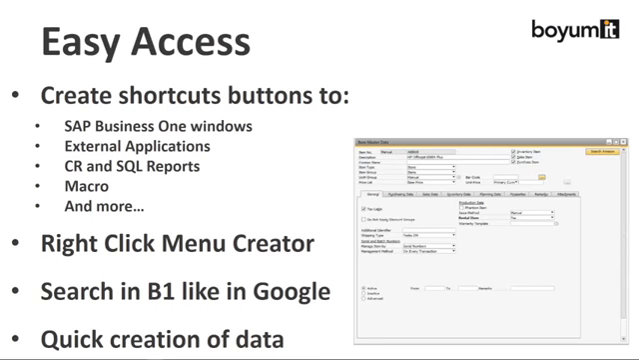Let's talk about the easy access. We can create shortcut buttons. These buttons can open different windows, external applications, reports, execute macros, which are the automatization process, or we can also edit the right-click menu or search information in a very fast way.